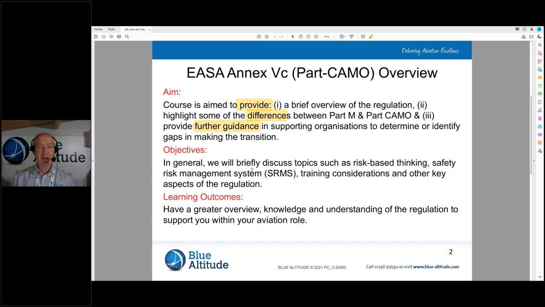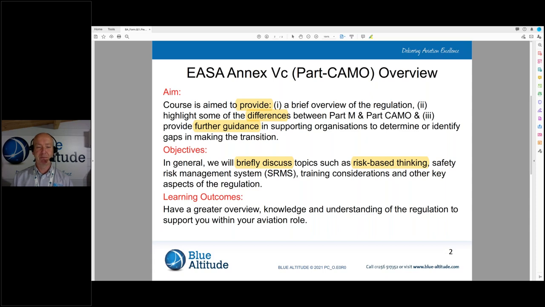So the objectives, of course, really is that we're going to briefly discuss some of the topics and really focus on this new approach, this risk-based thinking or risk-based performance, however we want to frame that, because we need to think about now moving from Part M to Part CAMO, is this safety risk management system that we need to have in place. And that needs to be effective in what we're doing. We'll look at some of the training considerations and also think about some other aspects of the regulation which are slightly different.